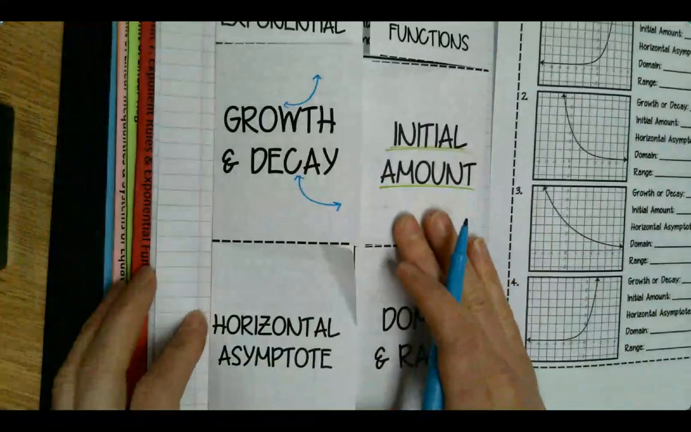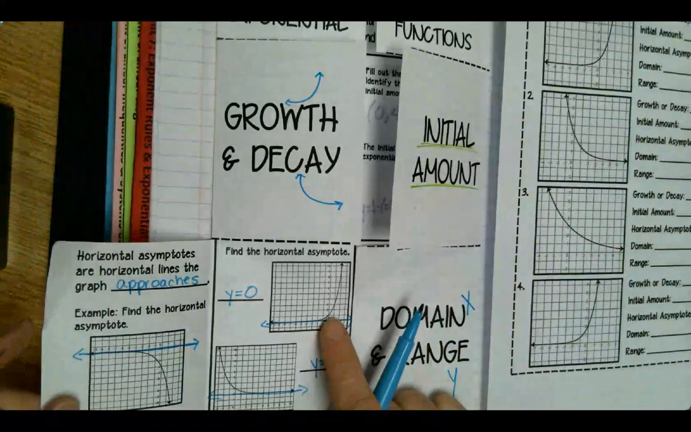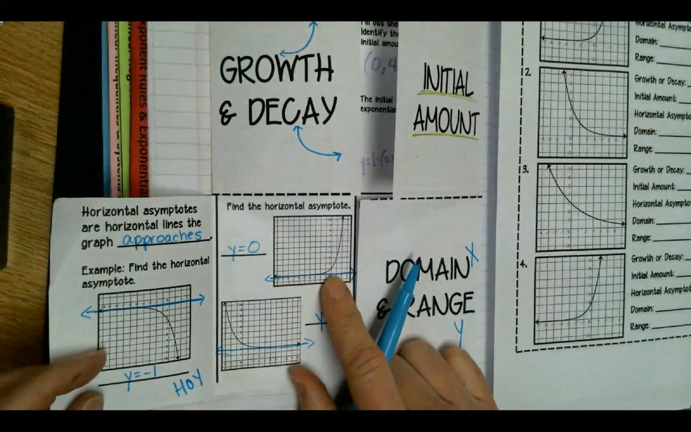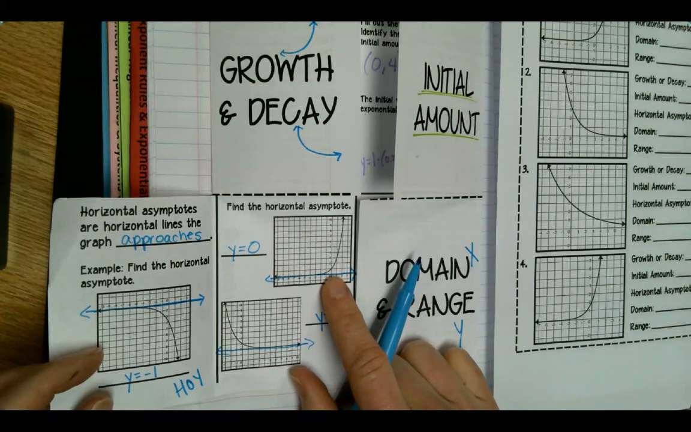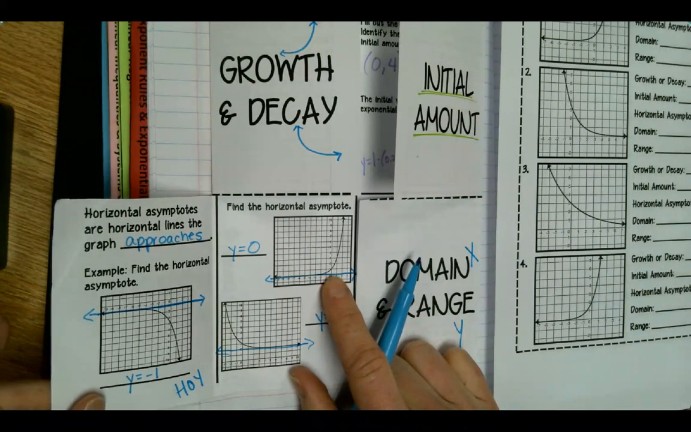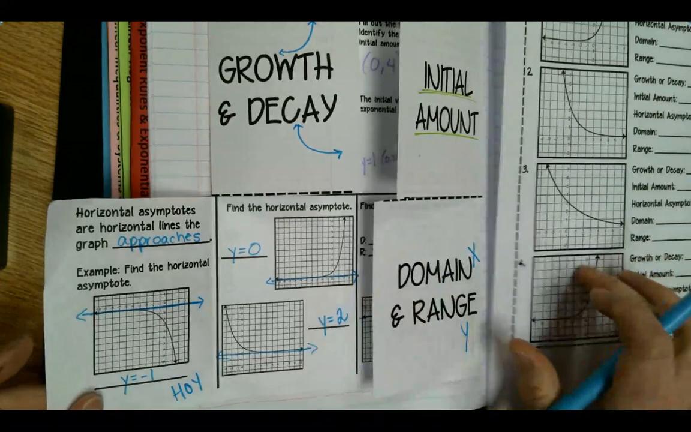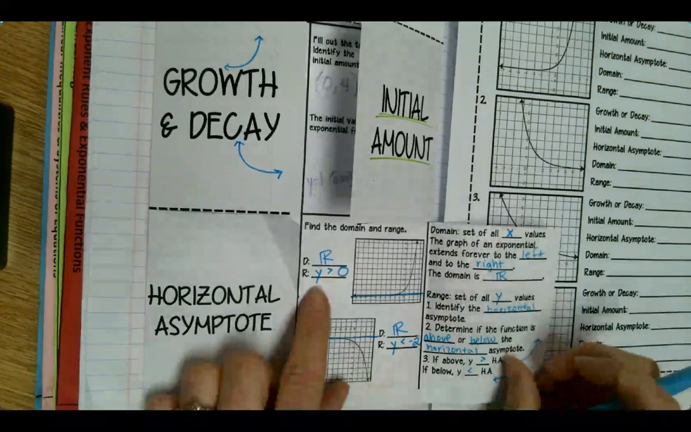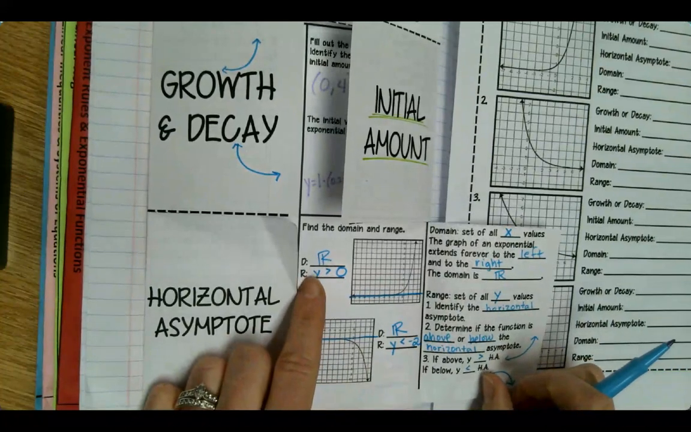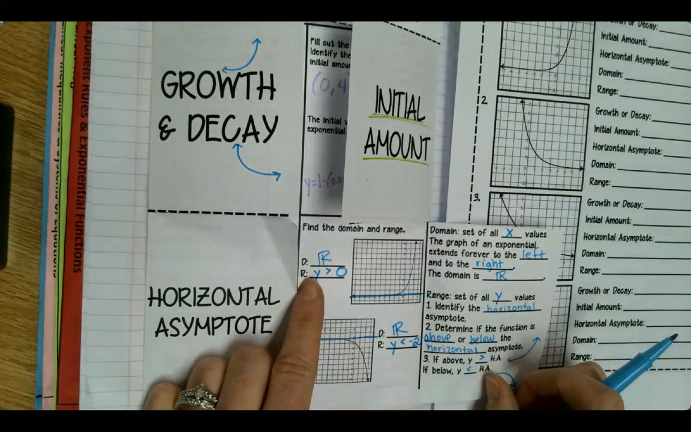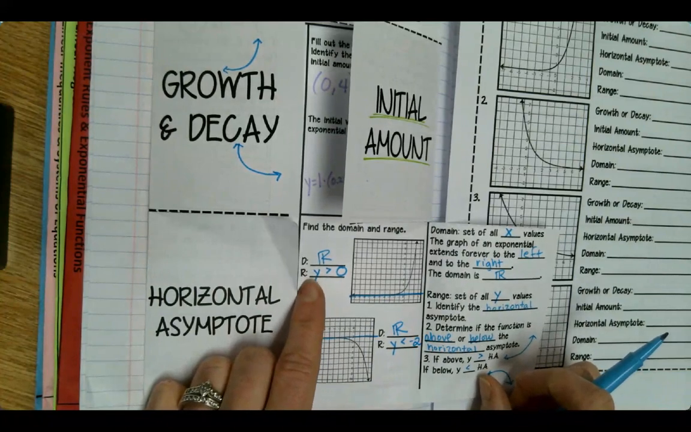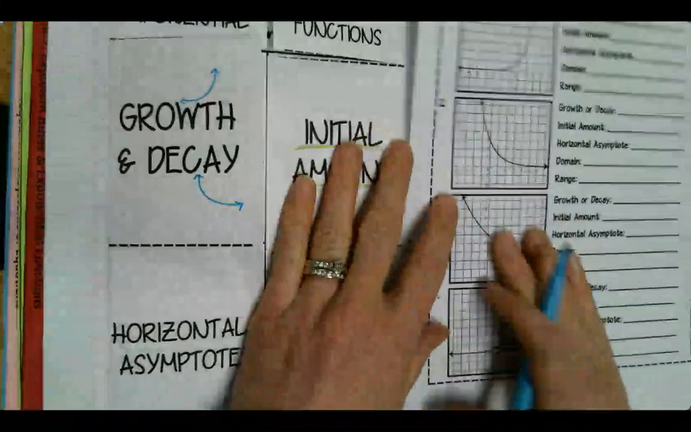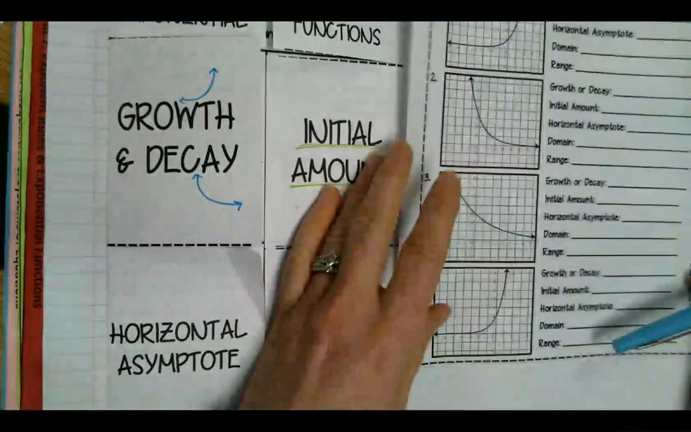The horizontal asymptote. It is the number on the y-axis that the function gets closer and closer to without actually crossing. And we're going to highlight those on this paper. Domain, as long as we don't have endpoints, it's all real numbers. If you had two endpoints, then you'd have to change it. The range is determined by the asymptote. So we are going to do number 3 together.